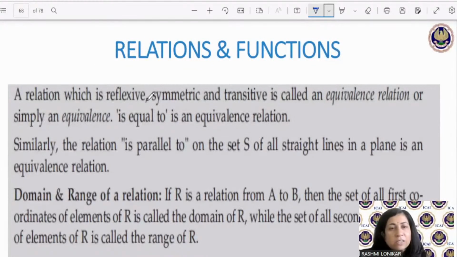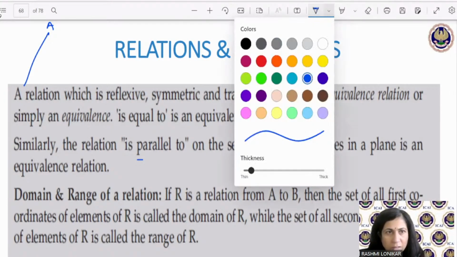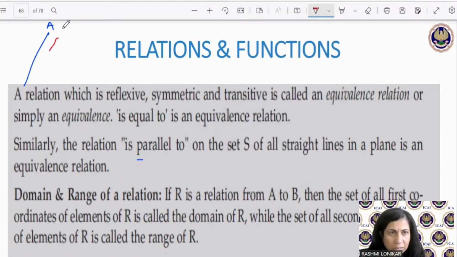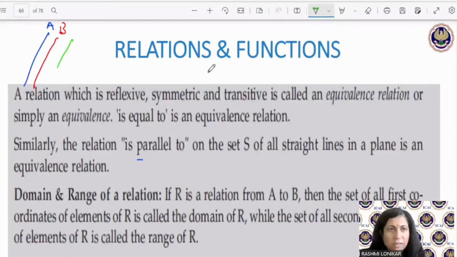A relation which is reflexive, symmetric, and transitive is called an equivalence relation, or simply an equivalence. For example, we are talking about parallel lines, or the set of all parallel lines in the plane. So I have this, my line A. This is my line B. And this is my line C.